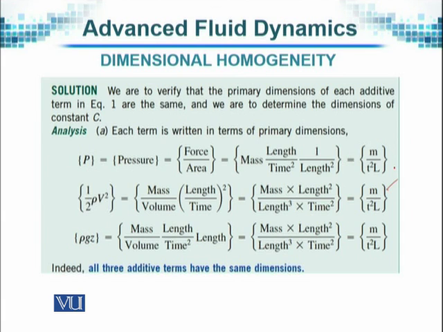And the last term in the Bernoulli's equation on the left hand side is rho GZ, which is mass over volume, then times G, which is length over time square, the same as that of acceleration, because G is acceleration due to gravity, times the height, the length. Simplifying them, it also reduces to m over t square L. So all these terms have the same dimension as we have seen.